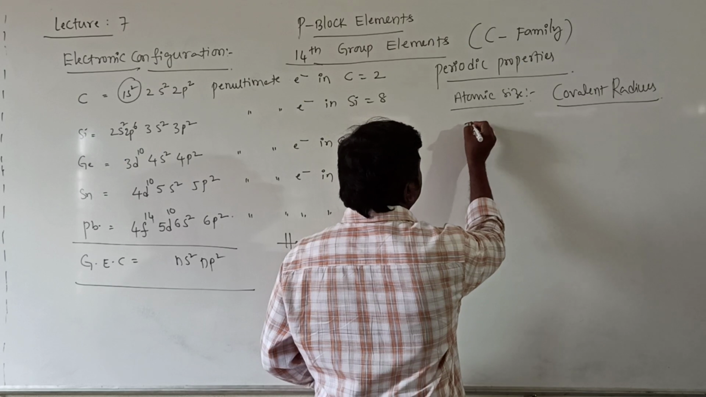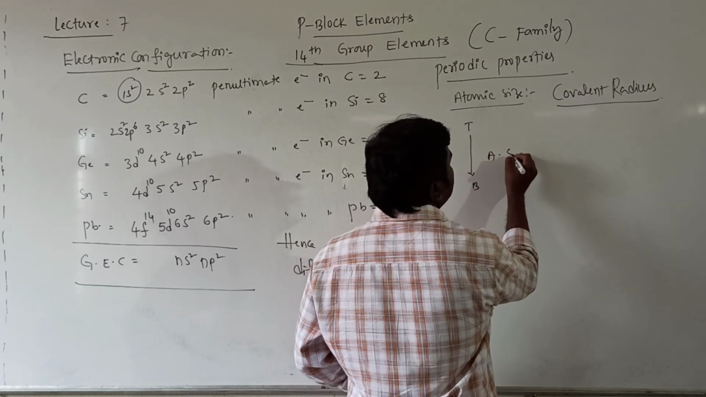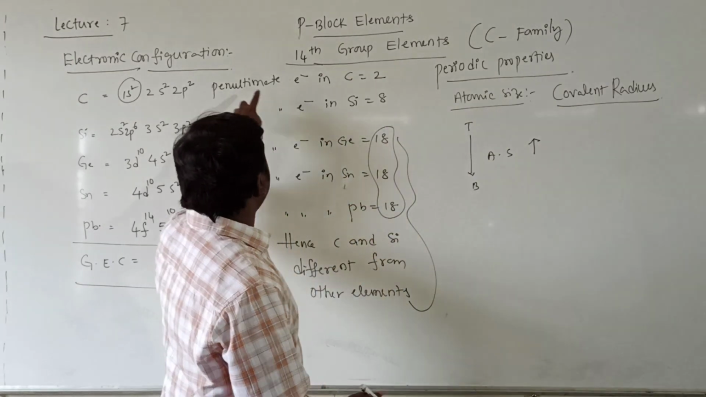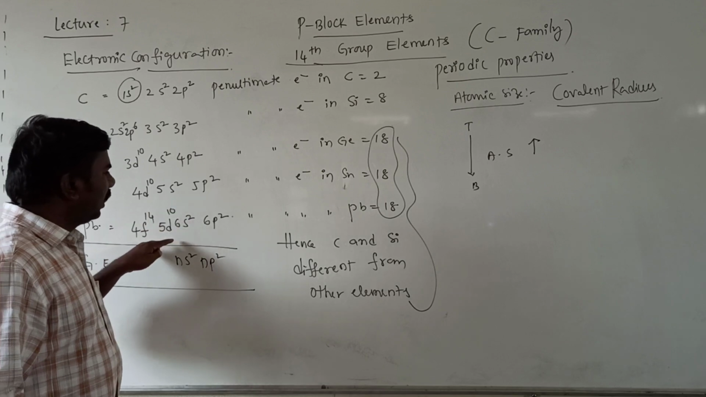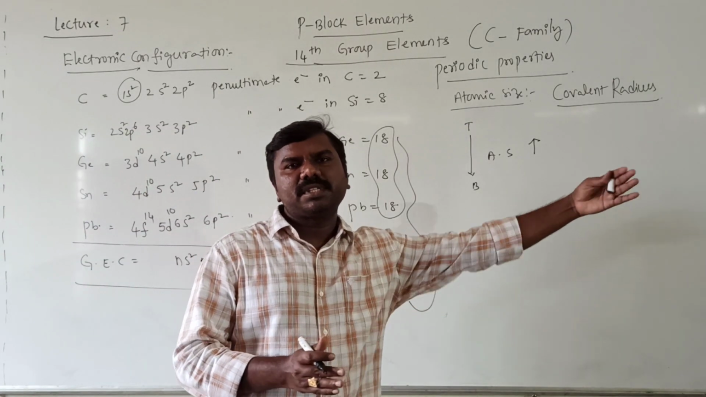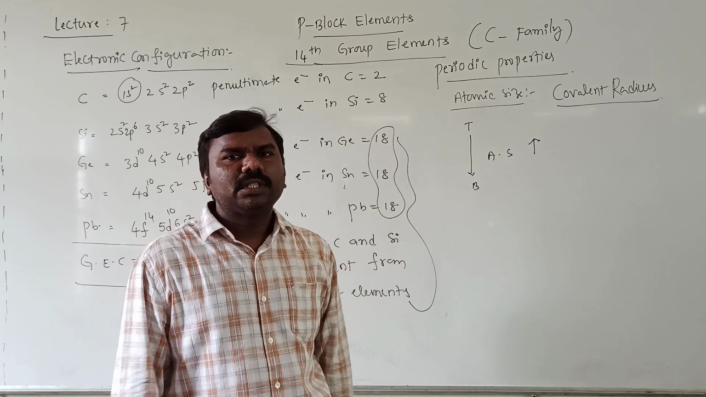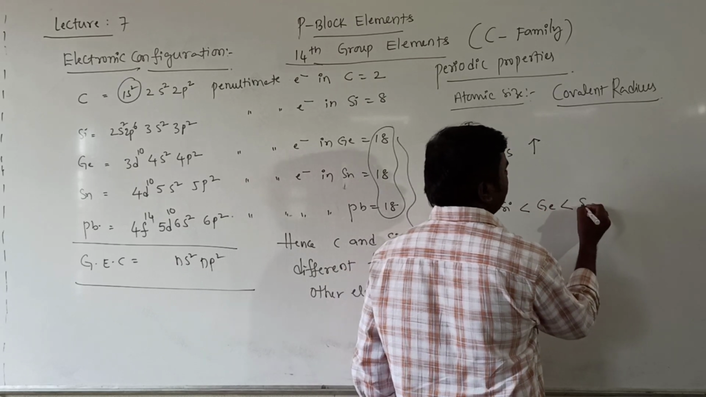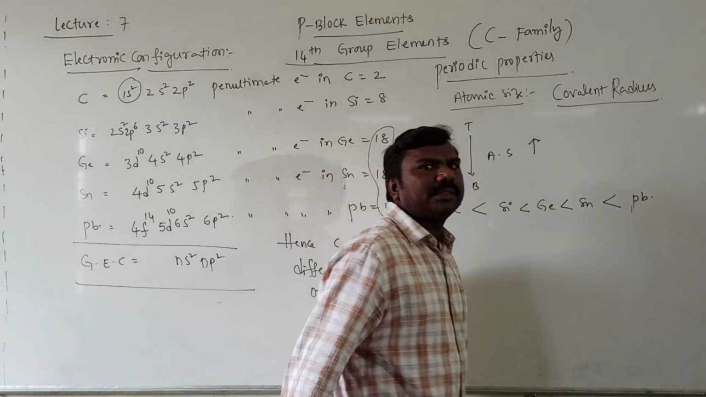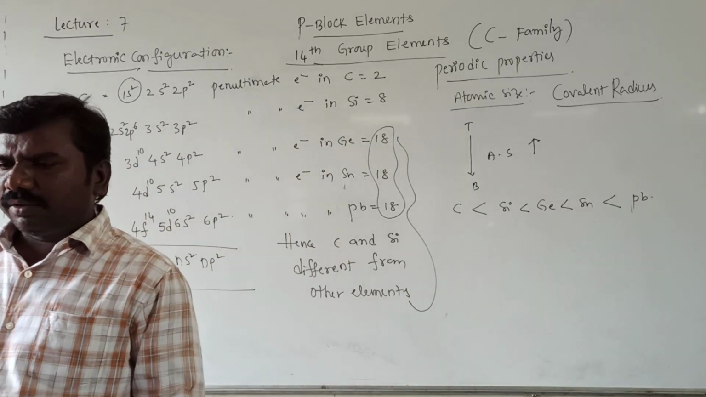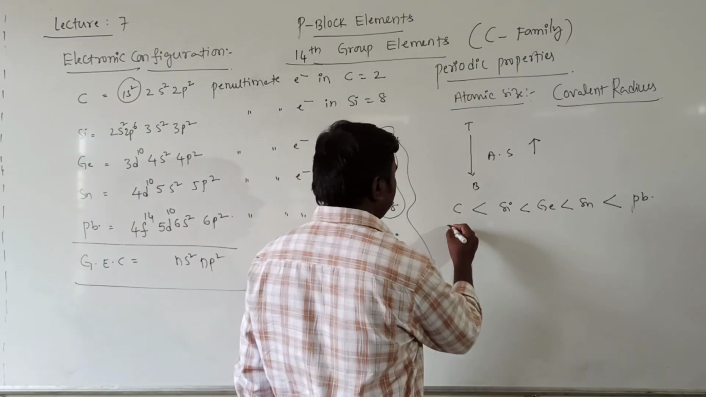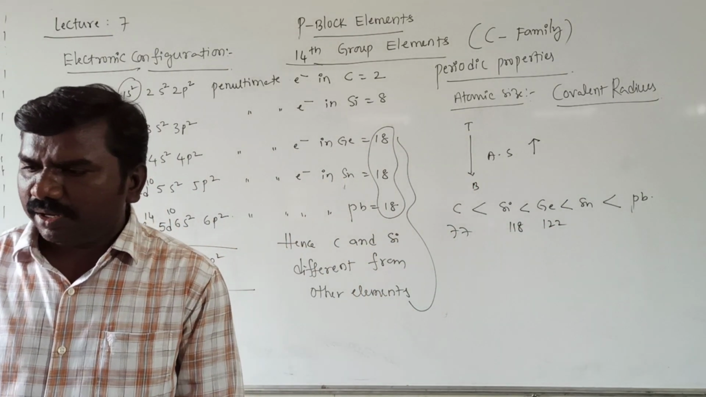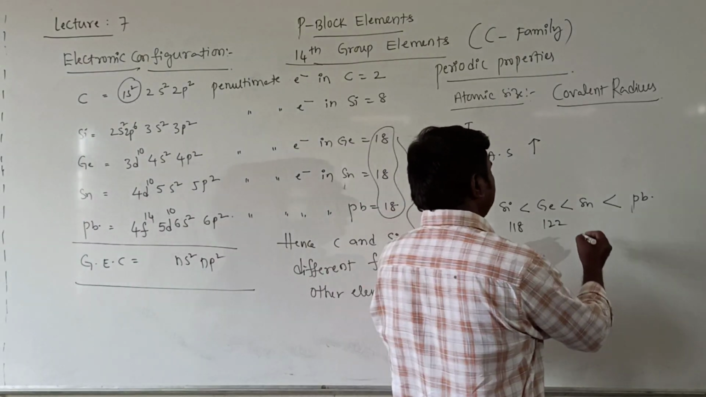Generally, from top to bottom, atomic size increases because the differentiating electron enters the second shell, third shell, fourth shell, fifth shell and the sixth shell. Size gradually increases. Now the size order is carbon less than silicon less than germanium less than tin less than lead. The values are 77, 118, 122 picometers. Tin is 140 and lead 146 picometers.